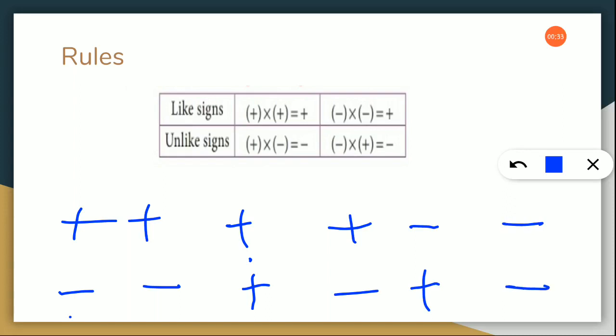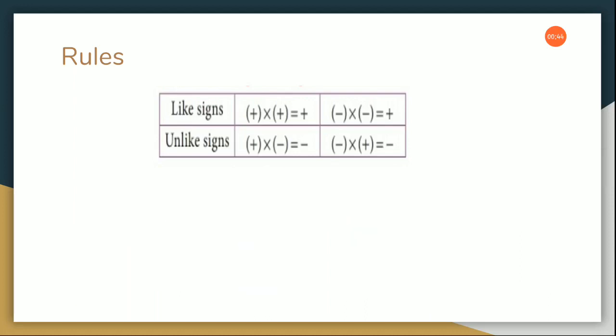Just remember, if there are two same signs, we have to put plus. If there are two different signs, you have to put minus. Clear? This is an important concept. Only then can you solve. Okay, children?